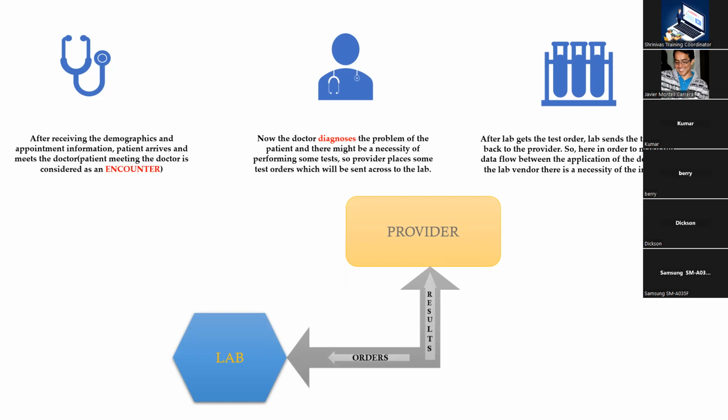So when the lab is receiving the order, it is saved or maintained in a lab information system. And once it is saved in the lab information system, they will generate the results, save them in the lab information system itself, which will again come back to the provider's desk, to the EHR system. So we are looking at three applications that are involved here, which are PM, EHR, and LIS, right?